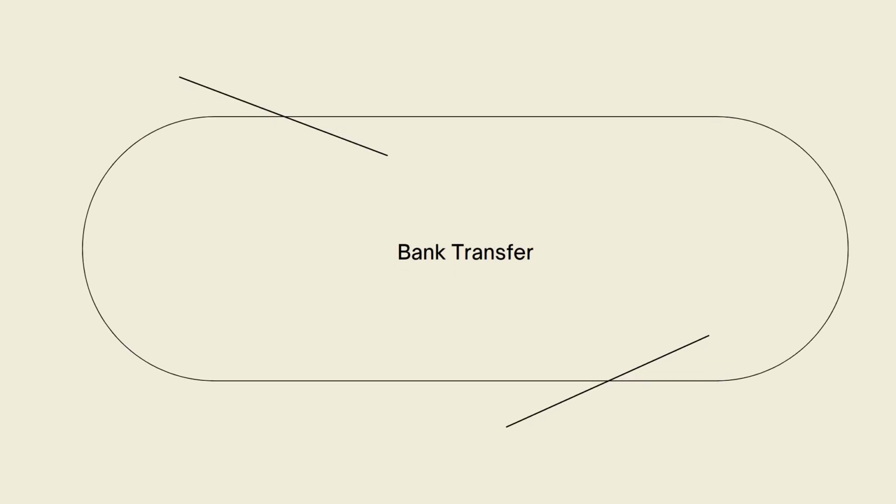So first, bank transfer. So withdraw funds from your Skrill account to your bank account and then deposit the money from your bank account into your PayPal account. So to do this, log into your Skrill account, initiate a withdrawal to your linked bank account, and follow the instructions provided. Once the funds are in your bank account, you can transfer them to your PayPal account by logging into PayPal and initiating a bank transfer.